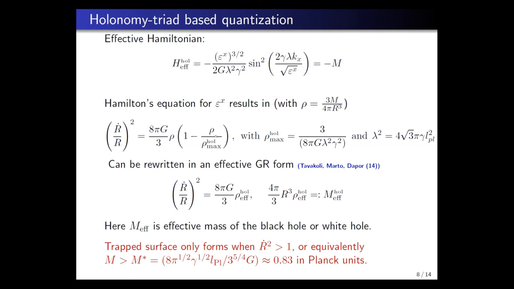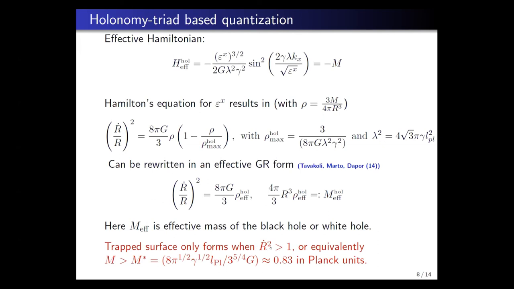So one can rewrite this equation in terms of an effective energy density, rho effective holonomy, and then this rho effective holonomy can define an effective mass. Now this effective mass is different from the mass which we have seen earlier. This is an effective mass which already includes the quantum gravity modifications, and this effective mass will change as the collapse proceeds. So the trapped surface only forms when r dot squared is greater than one.